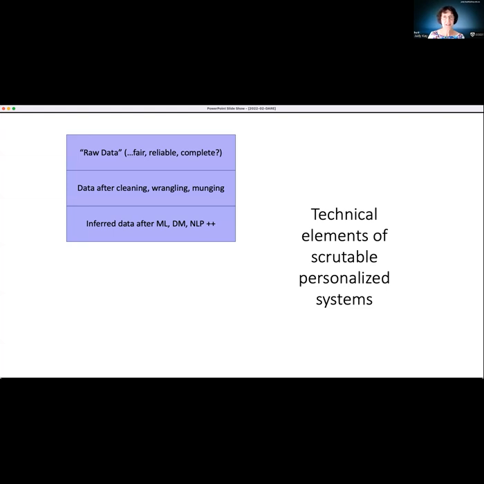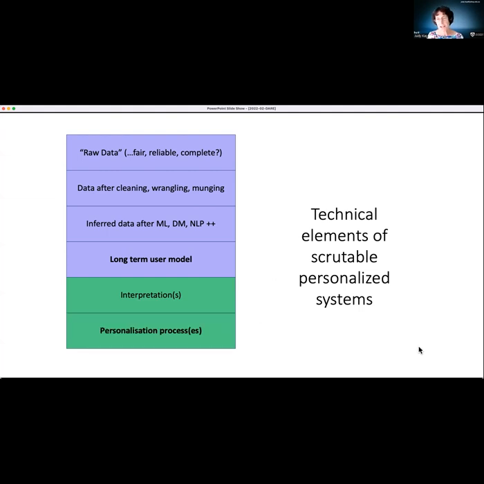And frankly, the computer science community puts a lot of effort there rather than any of the layers above, which is a shame because I think the earlier ones are low-hanging fruit comparatively. But eventually we want a long-term user model. Here I'm talking about an individual user model. There are potentially many ways to interpret the same collection of information about a person for different contexts. Depending what I am doing when I'm interacting with a person, I will interpret their knowledge differently, and so should a system. And finally, we can build personalization processes.